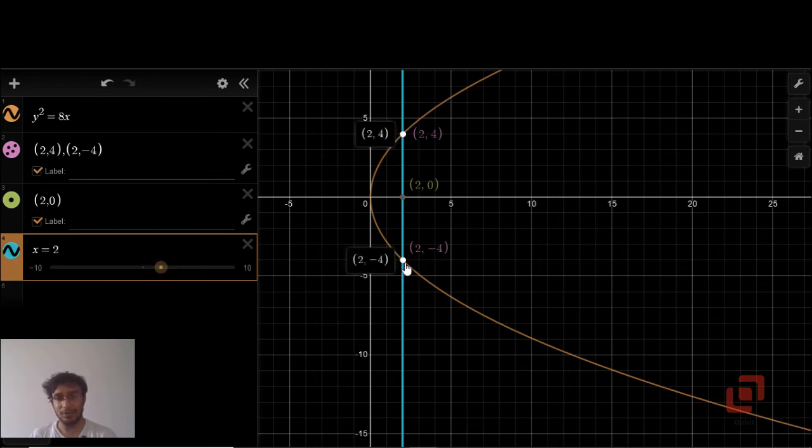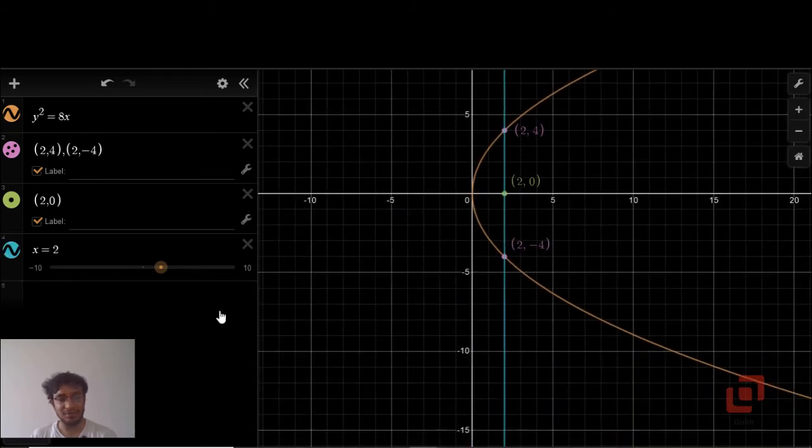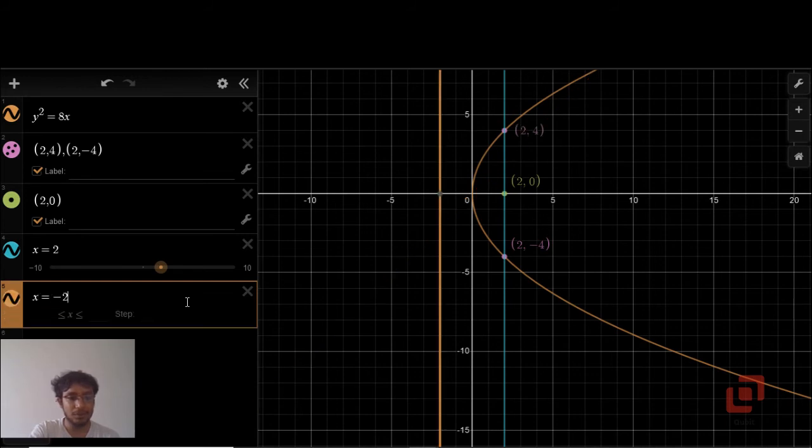So if you draw this line x equal to 2, it will contain the latus rectum of the parabola. So the length of the latus rectum in this case is 8 units, correct? And the focal distance of the points 2, 4 and 2, minus 4 is 4, basically the mod of the y coordinate, and this is the same distance of the points from the directrix.